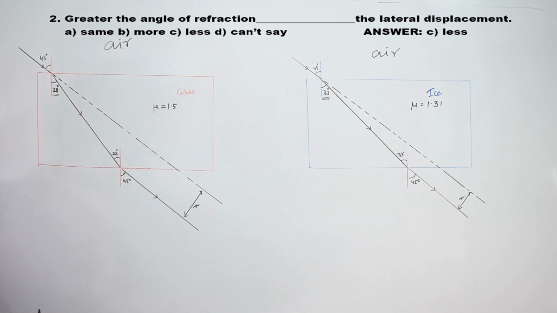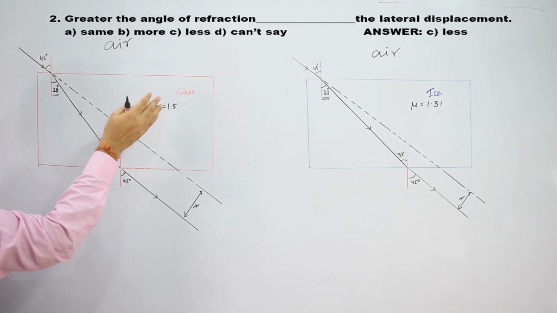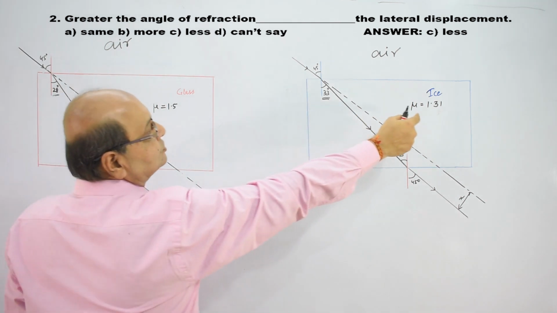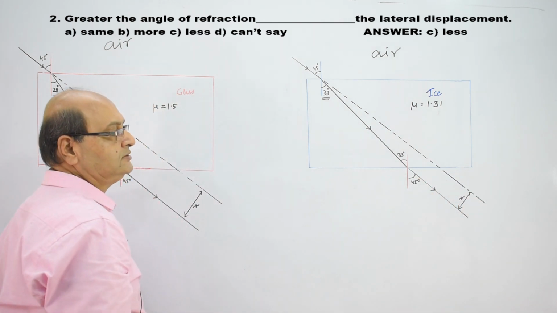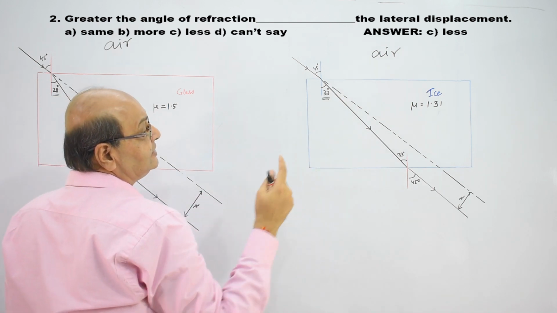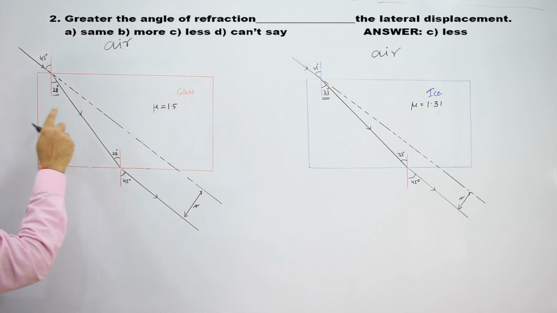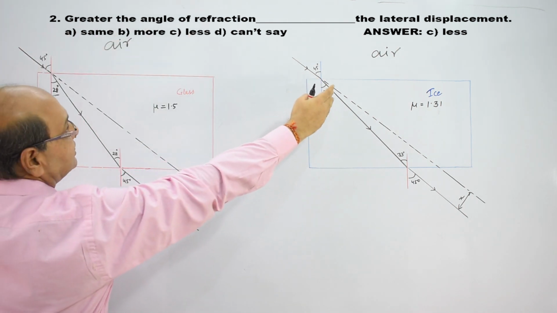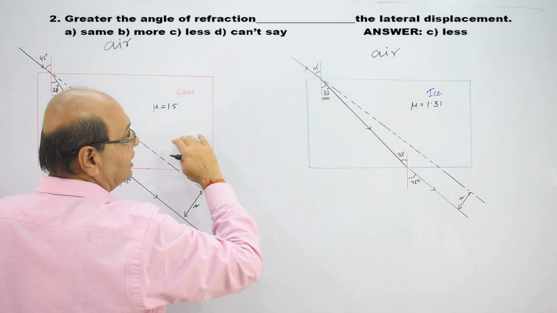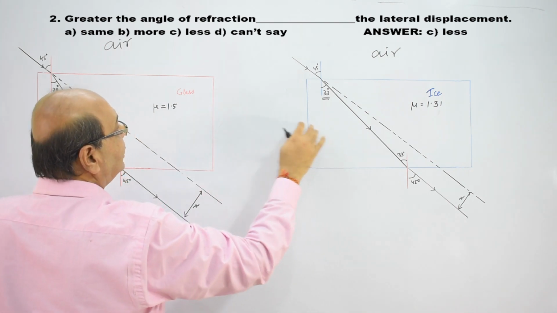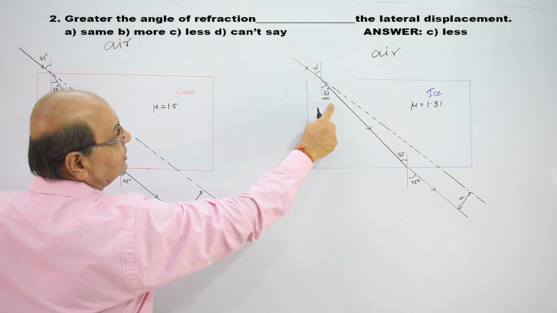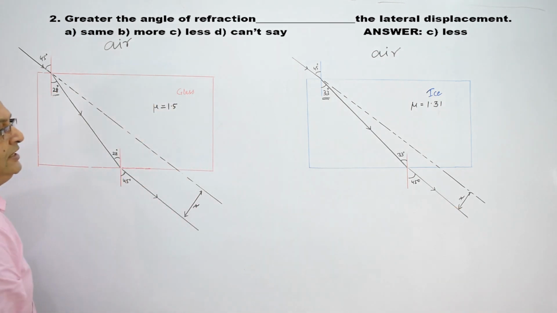Now we come to the emergent ray. We see, since the deviation was more in case of glass due to its refractive index, the lateral displacement also is more in comparison to ice's lateral displacement, because here the deviation from the original path was less. We come to the conclusion that in these two cases, when the angle of incidence is the same but the refractive indices of the two different media are different, the angle of refraction will be different, and the greater the angle of refraction, the lesser the lateral displacement.